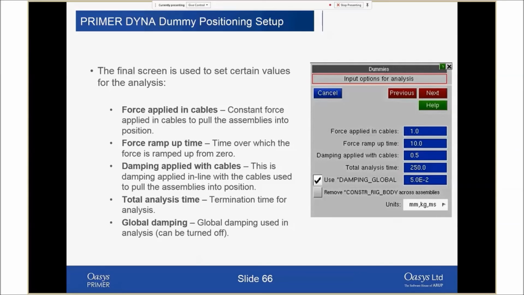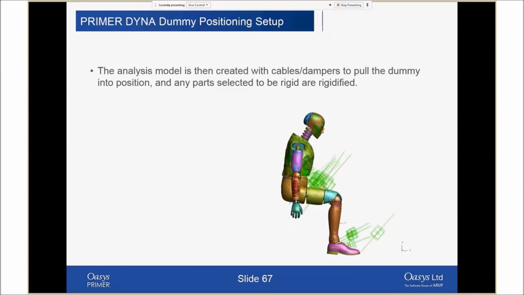Finally, you get a panel where you can specify certain values, so the forces that are used in the cables, any damping that's used in the cables, and so on. These are preset to some defaults, and it's advisable just to use the defaults to start with and see how your analysis goes. You might want to tweak these later on. And then the analysis is created. So Primer will create, you can see in this picture, here's a dummy model, we can see all these cables and dampers that have been created attached to all the various different points on the assemblies that will pull the dummy into the final position.